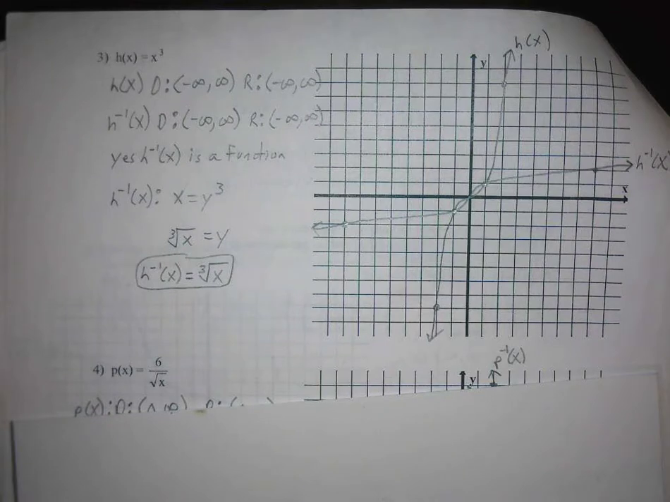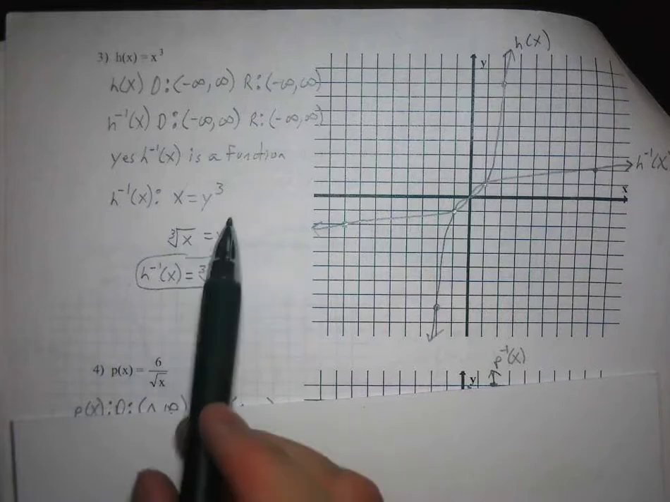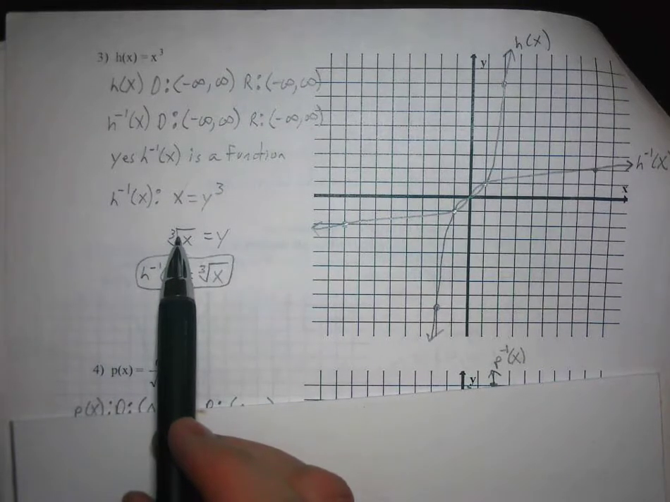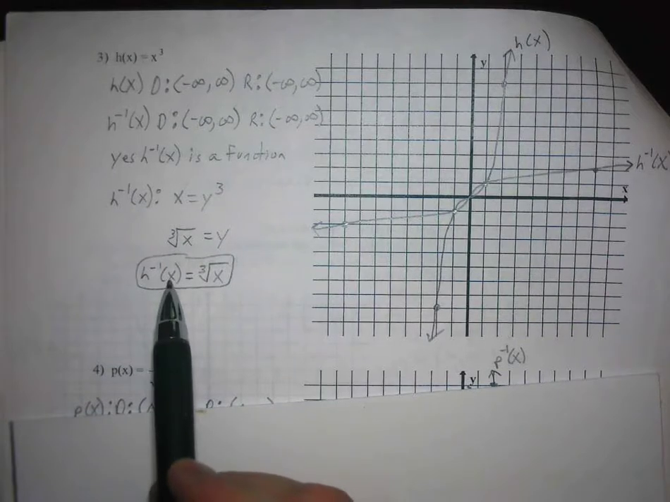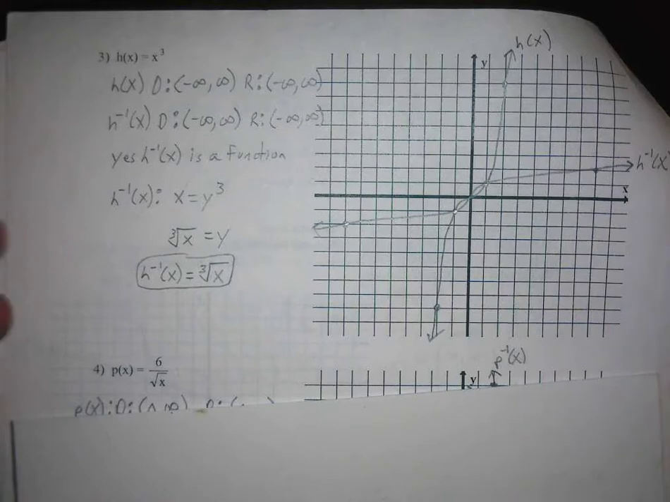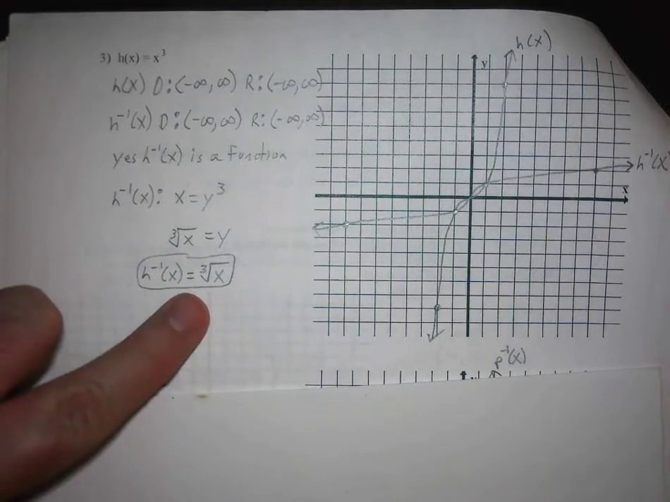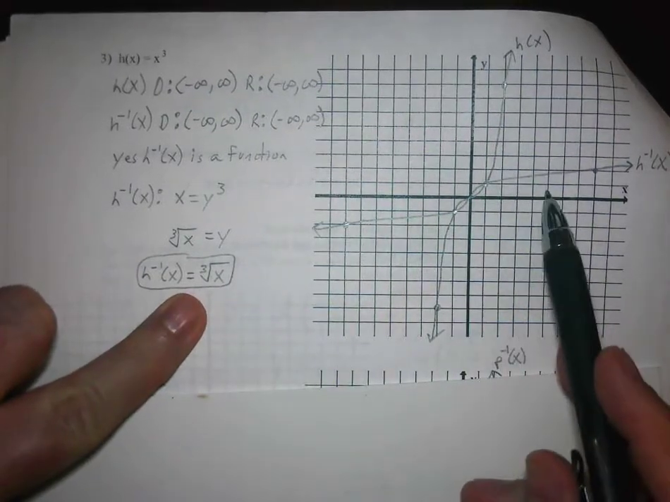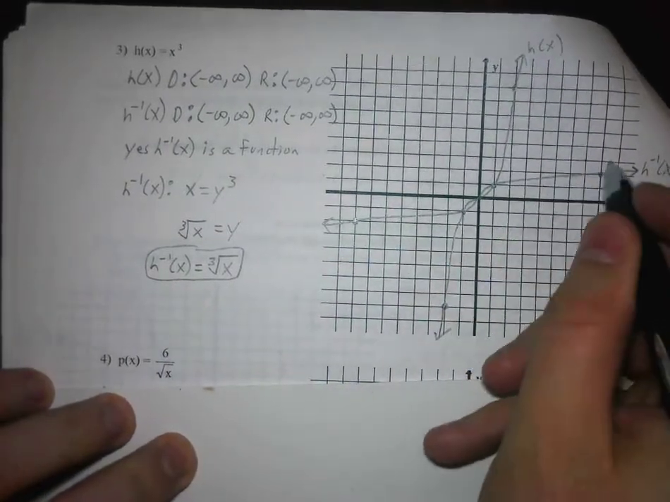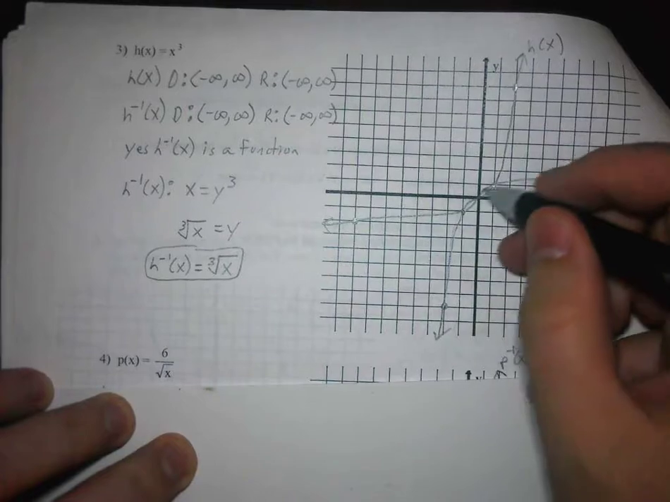So there's number 3. Nothing too crazy going on there. Just that to get rid of a cubed, you cube root or raise it to the 1/3. You could also say this is h inverse of x equals x to the 1/3. And then your graph is given here. So the cube root of x, that's this right here. And then x cubed, this one here.